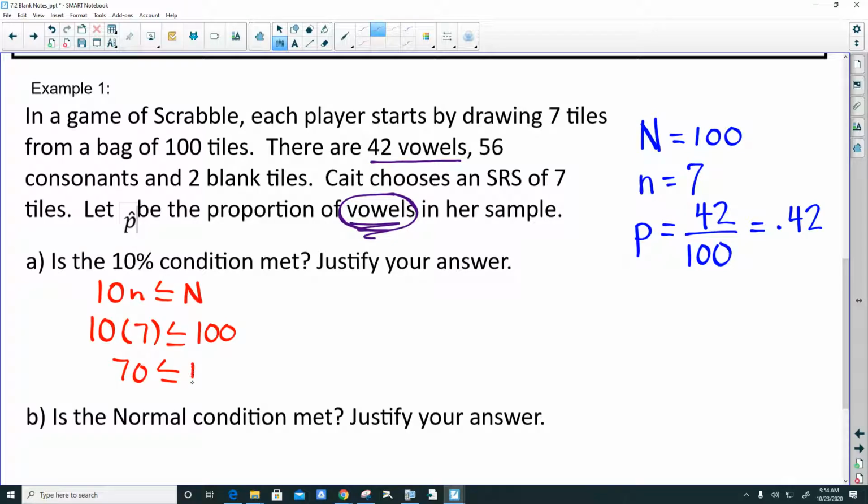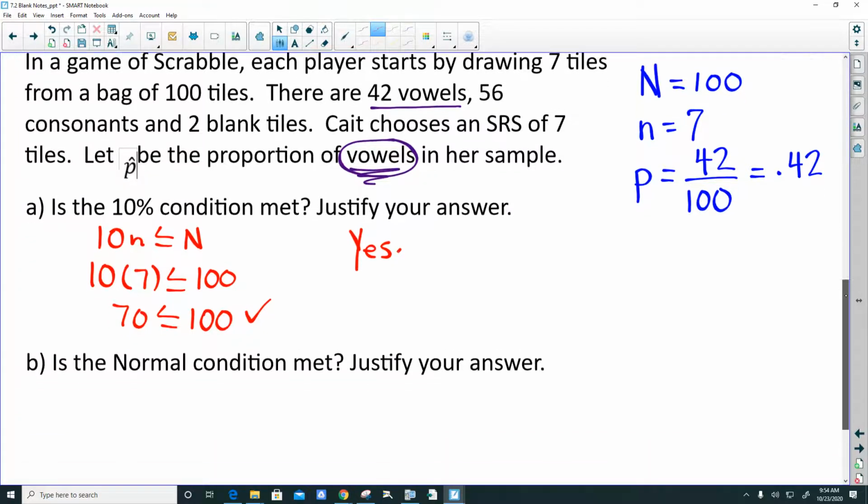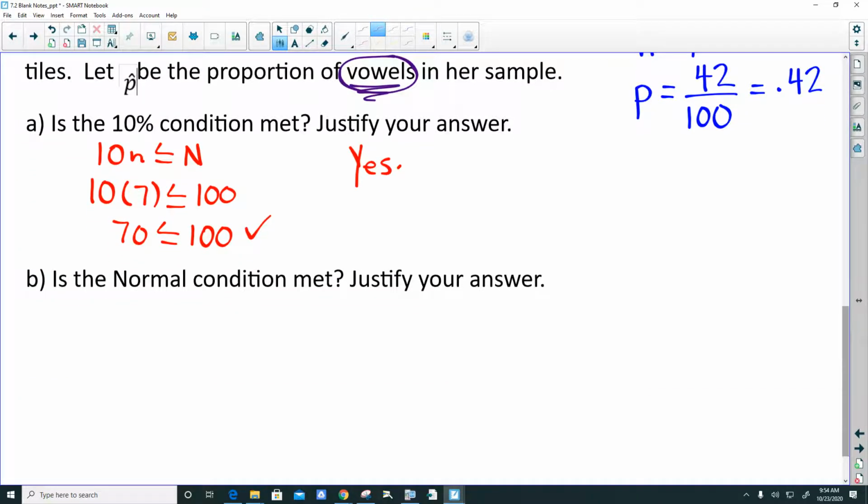All right. So when we plug these in, we want to make sure that we're left with a true inequality statement, and certainly 70 is less than or equal to 10. So I can say yes, that it's met, and my justification is my work there showing the values I plugged into the 10% condition. Okay, so that means on this particular problem, I would be able to move forward and go ahead and calculate the standard deviation if I needed to do that.